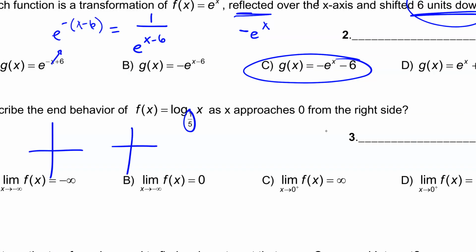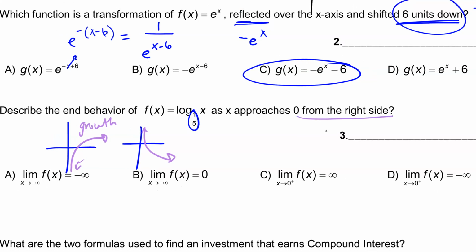Because logarithmic growth looks like this, right? Because it's getting bigger. It's growing, and as we approach 0 from the positive side, it's going down to negative infinity. Versus logarithmic decay looks like that because it's getting smaller. So as you approach 0, it'd be going to positive infinity. So you really have a 50-50 shot. So remember, as we approach 0 from the right side, you have to have this. You have to have the 0 from the right side.